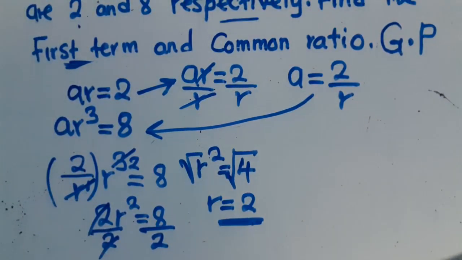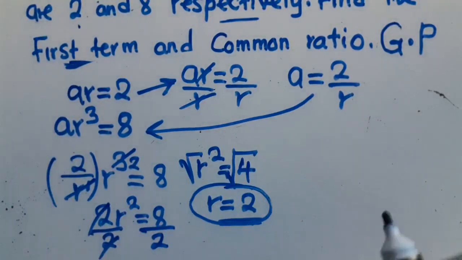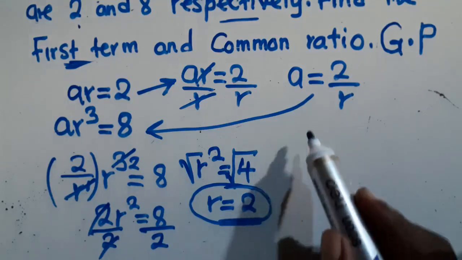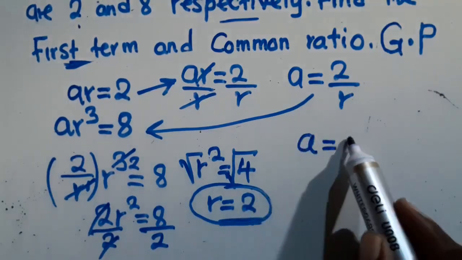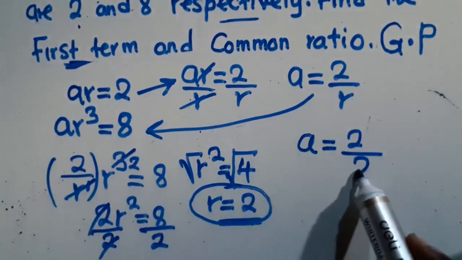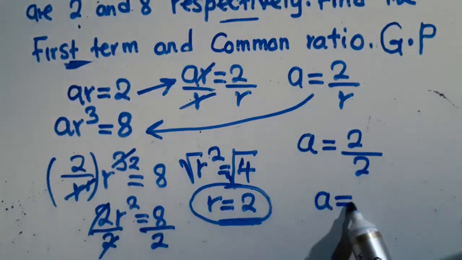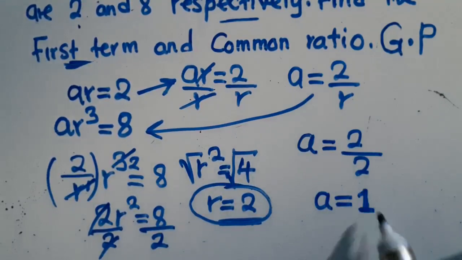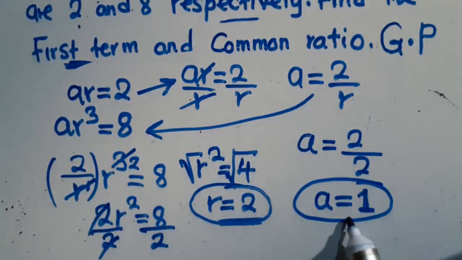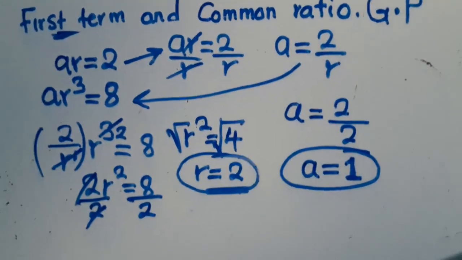In the question, we were told to find the first term and the common ratio. So this is the common ratio. I need to find the first term. I go to the first part where I made A, the first term, the subject of the formula. Where there is R, I put 2. So A is equal to 2 over 2, meaning that my first term is equal to 1. So these are the answers.